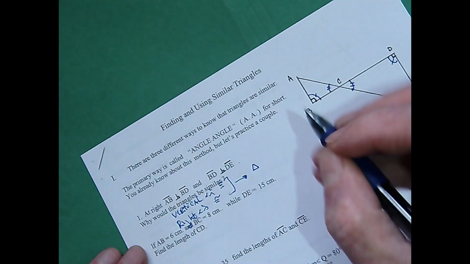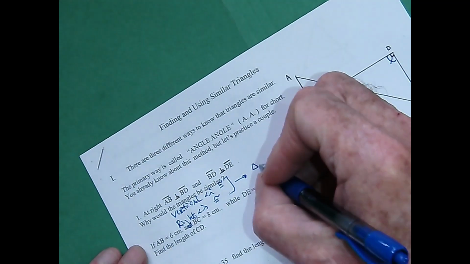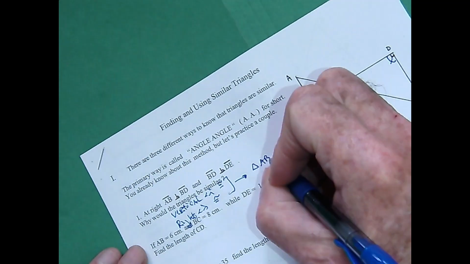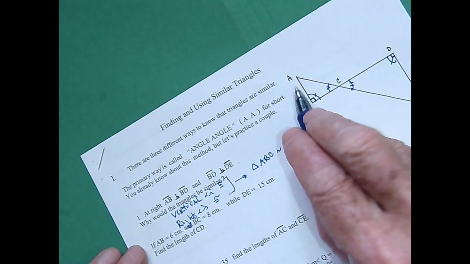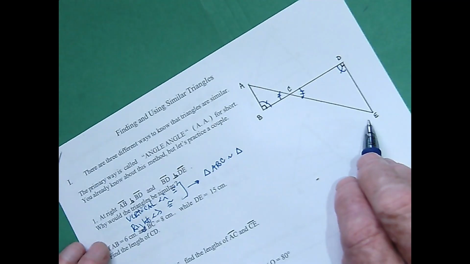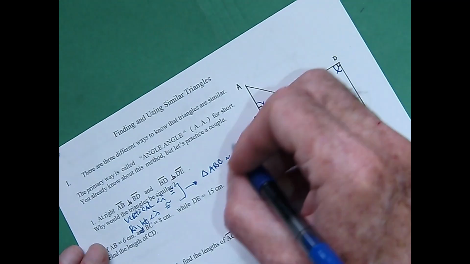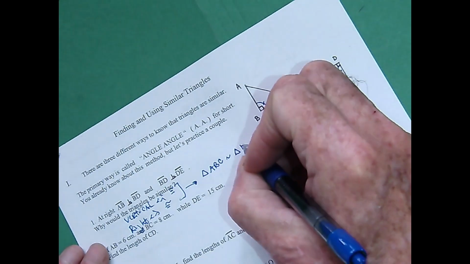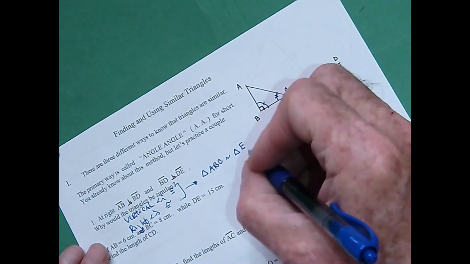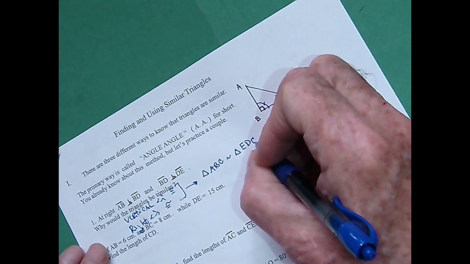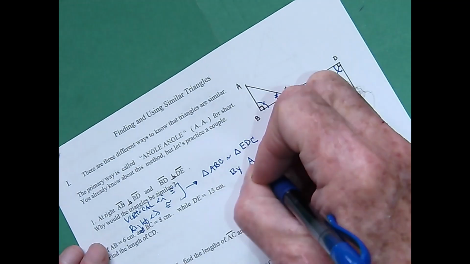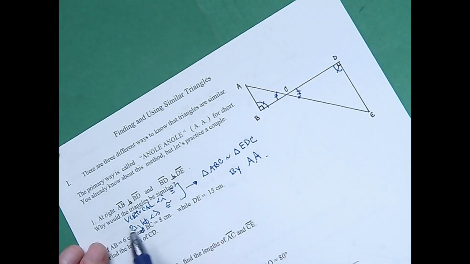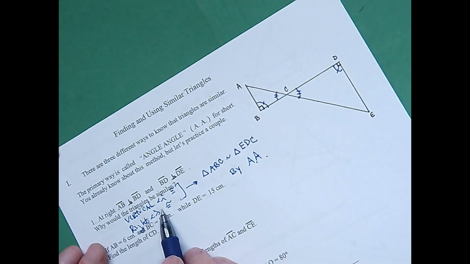So triangle, I'll call this first one ABC, is similar to triangle. I think angle A matched with angle E. Let me get so you could get a look at that. So this is going to go with E, and the right angle at B, the right angle at D, EDC, by angle-angle. That's why I think that these triangles are similar.